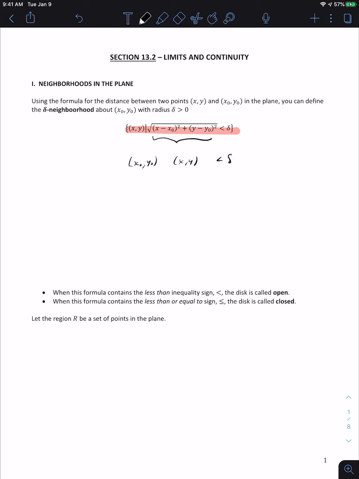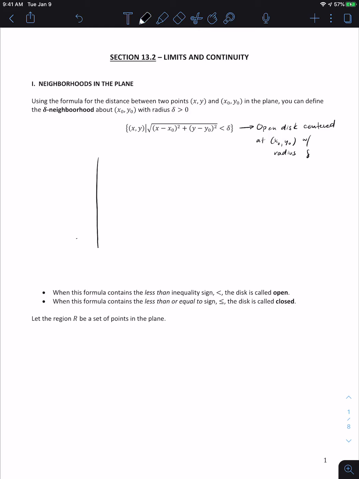So what does this delta neighborhood end up looking like? Since it's strictly less than, not less than or equal to, it looks like an open disk centered at (x naught, y naught) with radius delta. So a delta neighborhood centered at (x sub 0, y sub 0) is an open disk centered at that point of radius delta.